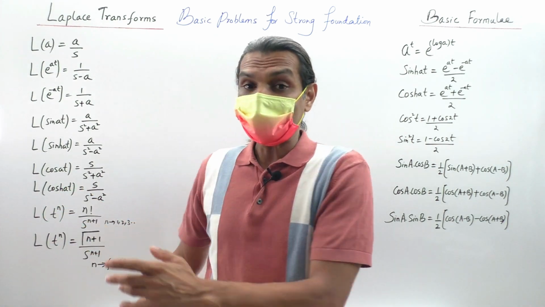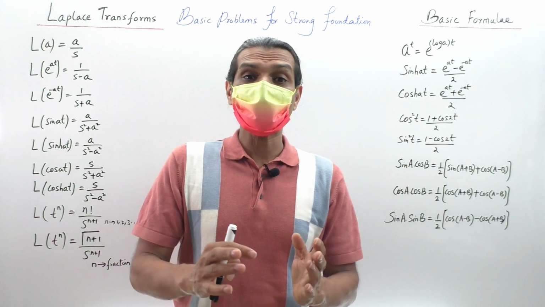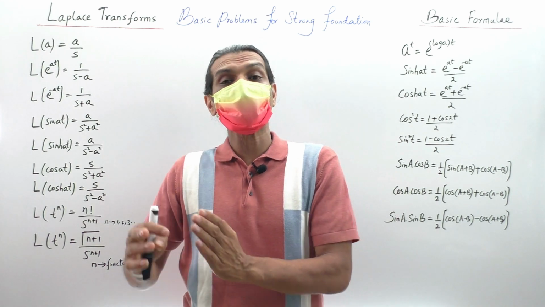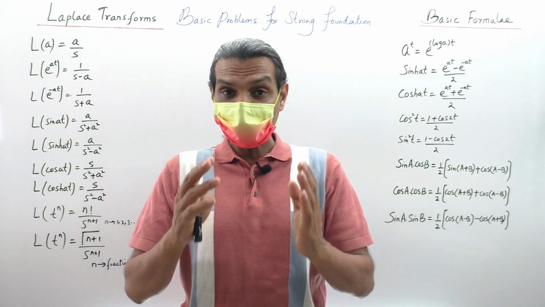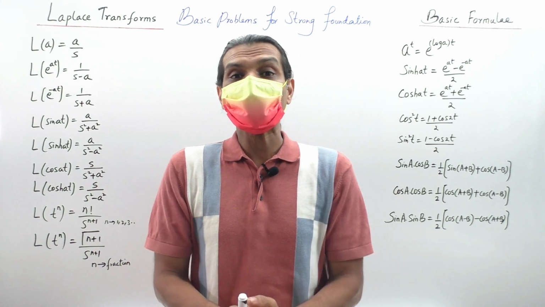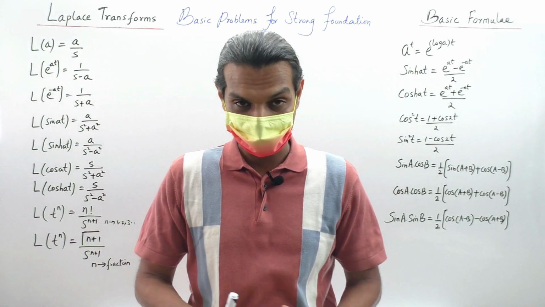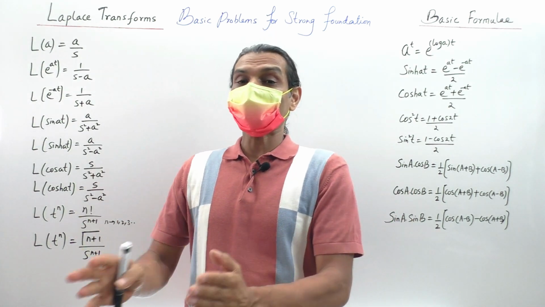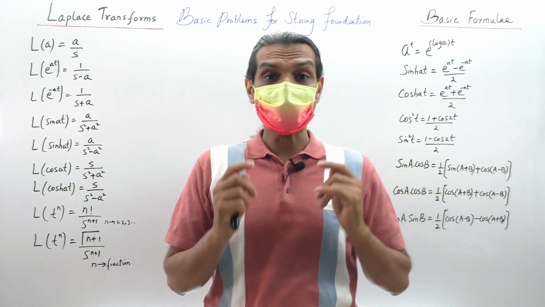And finally, Laplace of t raised to n is n factorial by s to the n plus 1. Here n is a number. And if n is a fraction, then Laplace of t raised to n is equal to gamma of n plus 1 upon s raised to n plus 1. These are the standard results which you need to memorize.